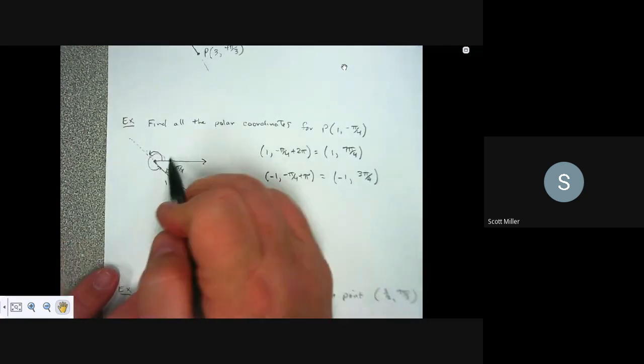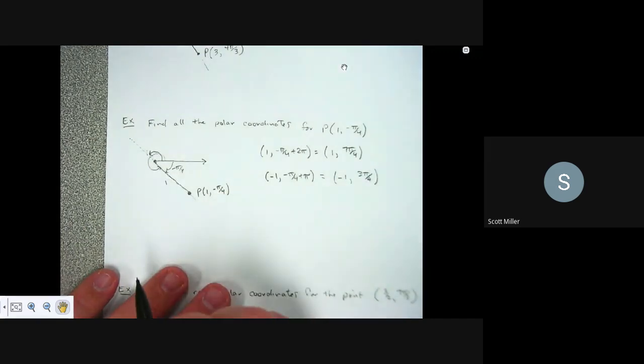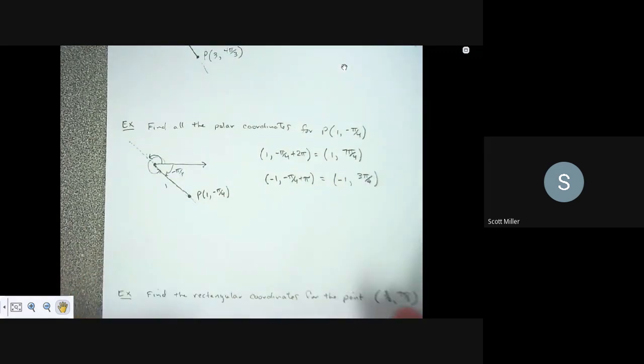So the angle here is 3 pi over 4, and then walk backwards, negative 1. Okay? So that's how you can do that. Here it is in general.